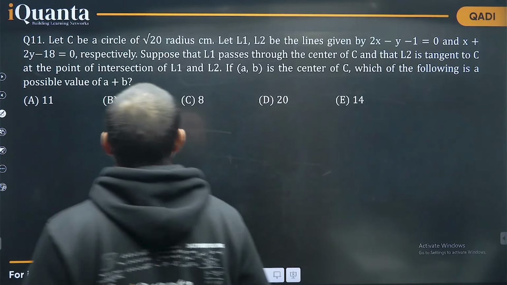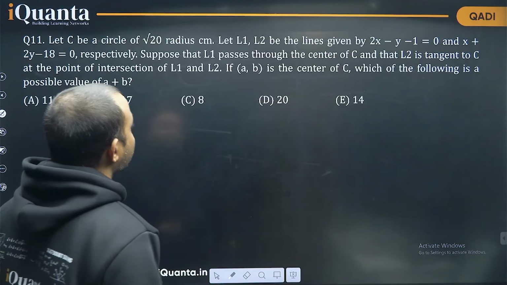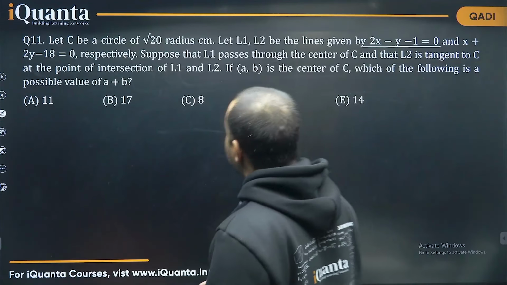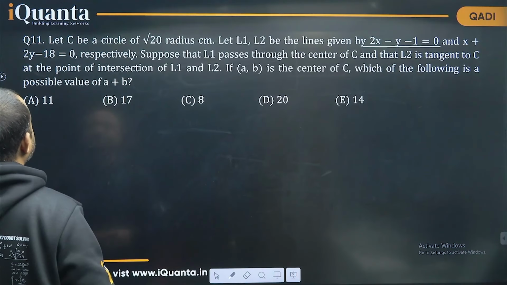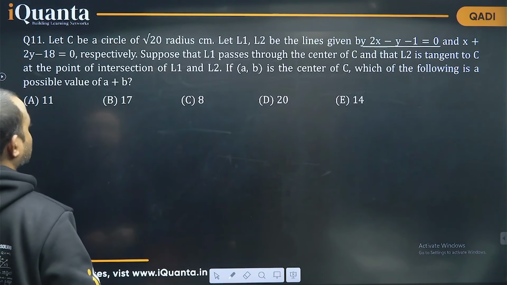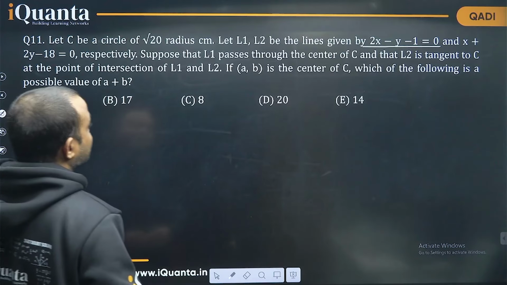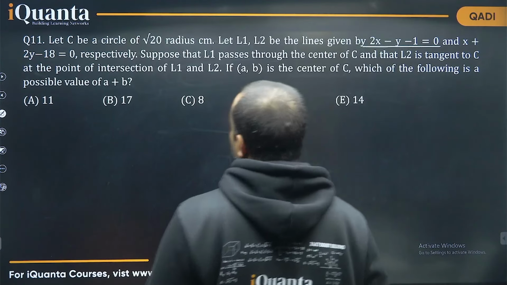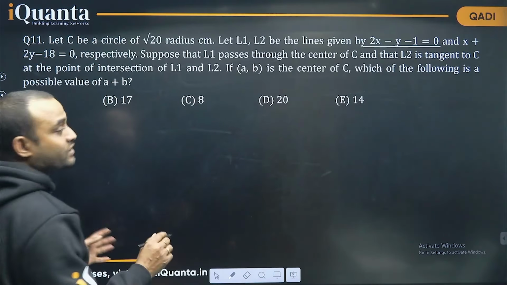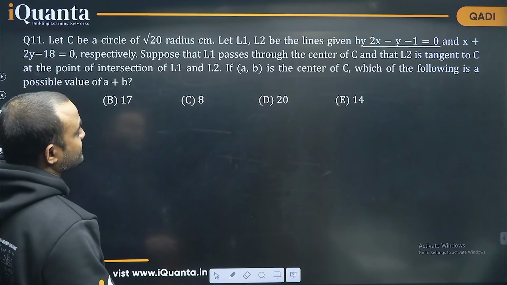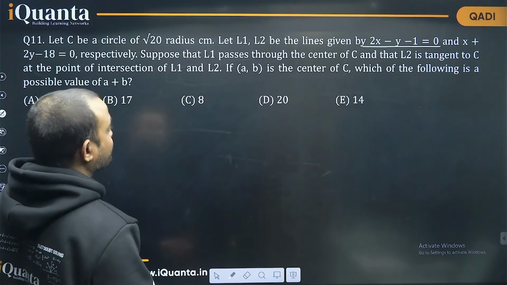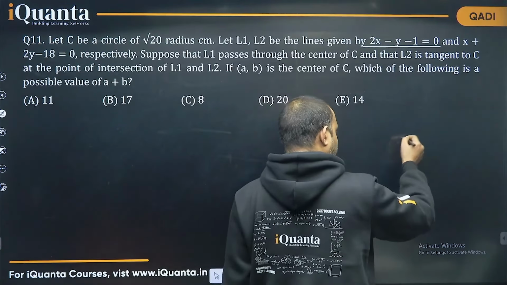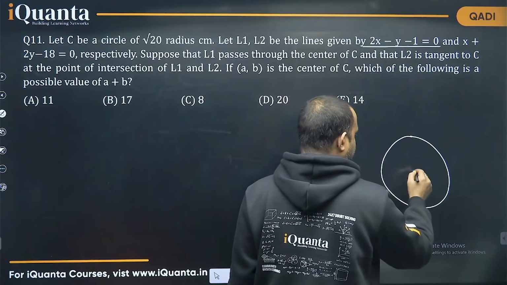Let C be a circle of radius root 20 centimeter. Let L1, L2 be lines given by 2x minus y minus 1 is equal to 0, and x plus 2y minus 18 is equal to 0 respectively. Then it says, suppose that L1 passes through the center of C and that L2 is tangent to C at the point of intersection of L1 and L2. If (A, B) is the center of C, which of the following is a possible value of A plus B? So one thing we know, that there is a circle with the center (A, B).